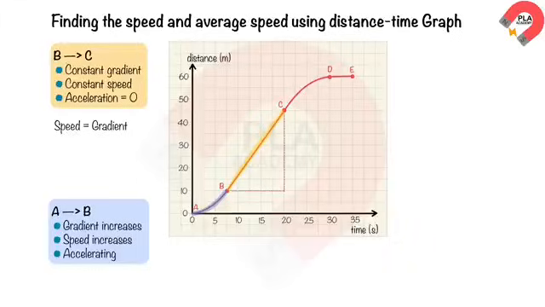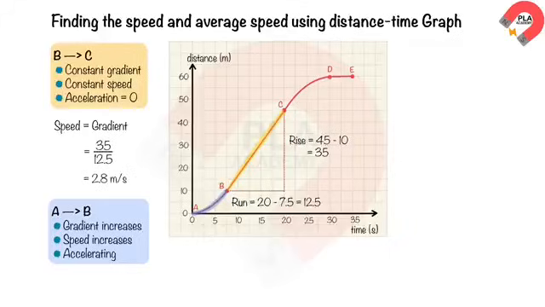We draw a right triangle. Here is change in x, or run, which is equal to 20 minus 7.5, equal to 12.5. Here is change in y, or rise, which is equal to 45 minus 10, equal to 35. Therefore, the speed is equal to 35 divided by 12.5, which is equal to 2.8 meters per second.